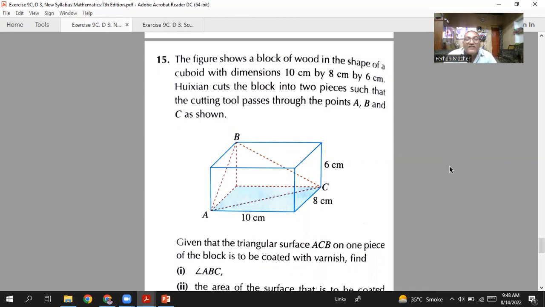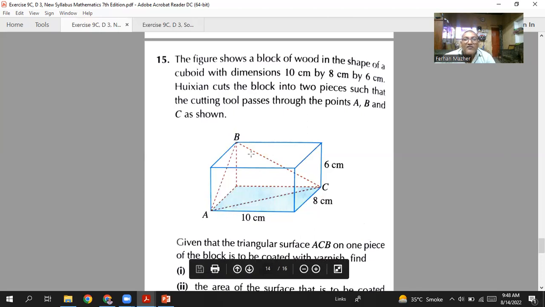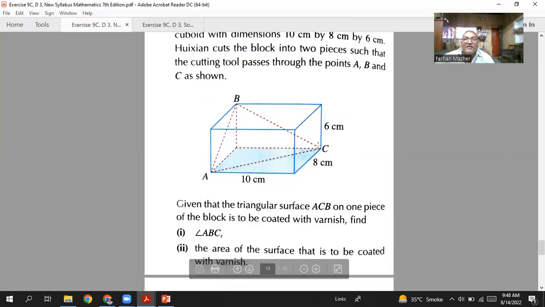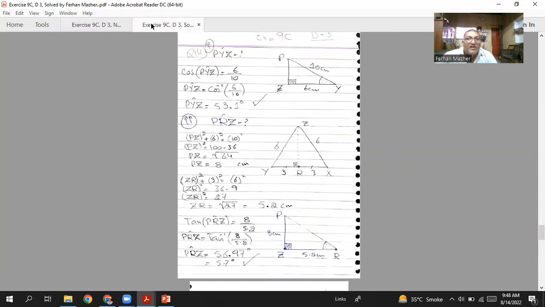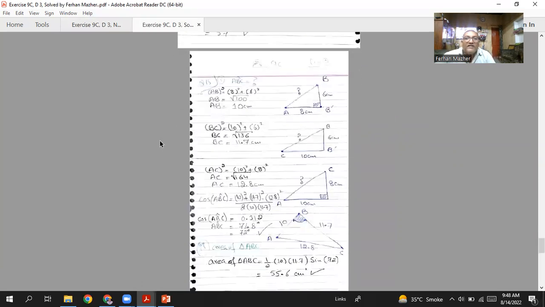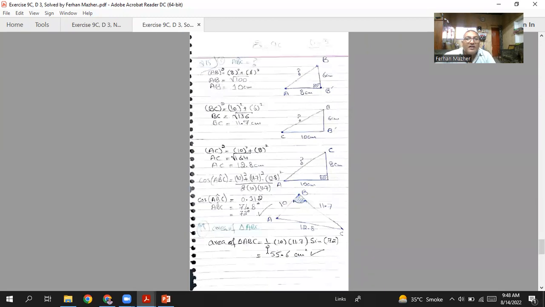Given that the triangular surface ACB on one piece of the block is to be coated with the varnish, find the angle ABC. So I want to find this. For this, this is very simple. You need to find, first of all, the BC side, then you need to find the AB side, then you need to find the AC side, and then very easily I will be able to find out the angle ABC by using the law of cosine. Okay, so let me show you.